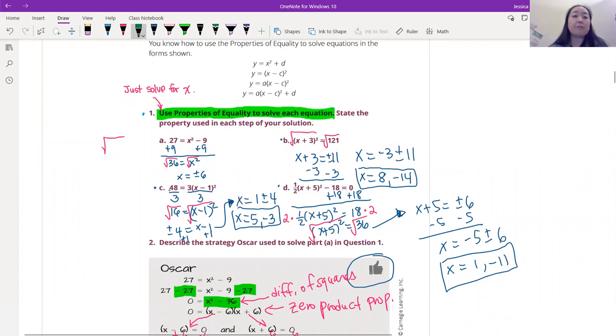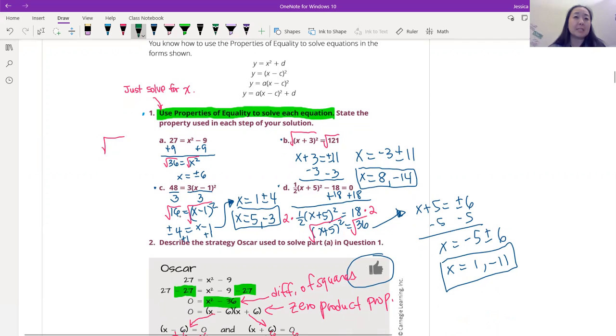And then for C, well, it's kind of close to B, except we have this number outside here. So what we're going to do is get rid of that. It's like reverse order of operations. In order to get rid of that 3, since it's multiplying with the parentheses, we have to divide it out. So that's going to be divided by 3.